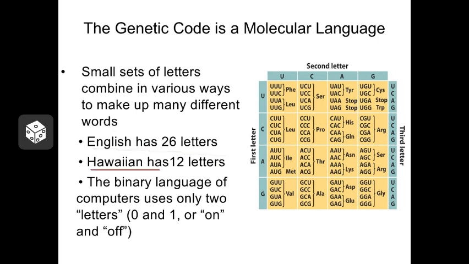Consider this: Hawaiian only has 12 letters in its alphabet, and you can express anything in Hawaiian that you can express in English. There are even simpler languages. Binary language, the language of computers, really only uses 2 symbols, zeros and ones. So there's an even simpler language that only uses 2 characters to express things, and you can express everything in binary that you can in English.